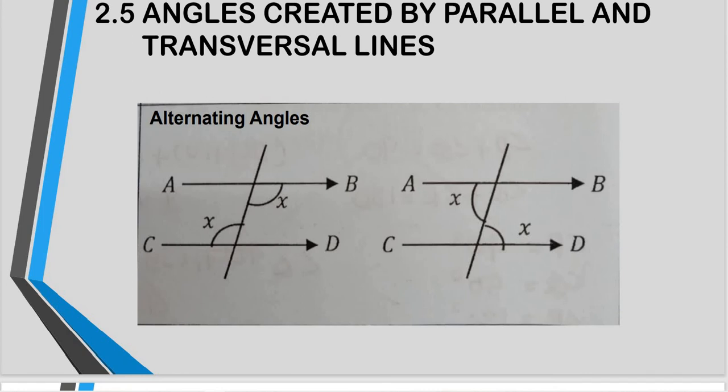Angles created by parallel and transversal line. So basically X dengan X ni dia adalah sama. This one, this angle and this one adalah sama. This angle dengan this angle pula, this angle dengan this angle also the same. Yang ni pun sama jugalah kan. Ni kan bertentangan. Ingat tak tadi yang saya ajar tu? Ni pun bertentangan juga. Ni pun bertentangan juga. Sama lah.